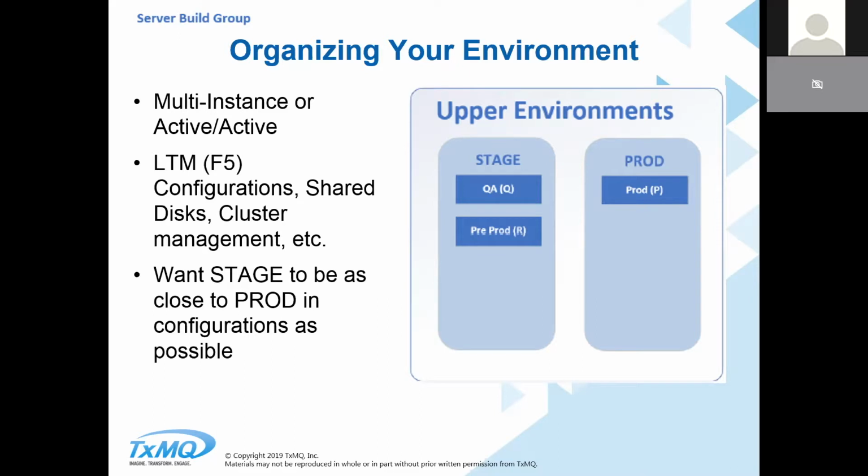In an upper environment, your server group will say, we want to establish F5 or NetScaler, for example, for any type of application load balancing. Cluster management, for example. And of course, you want stage to be set up as close as possible to production.